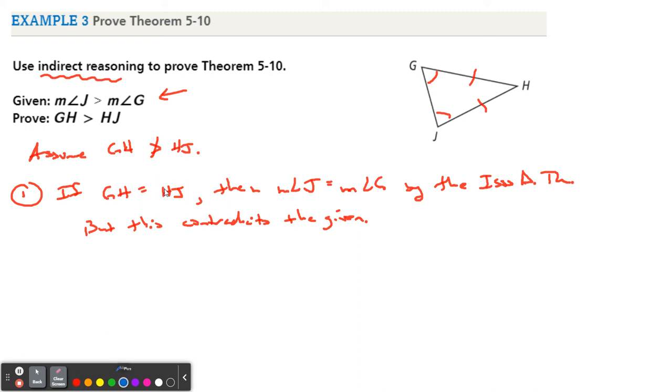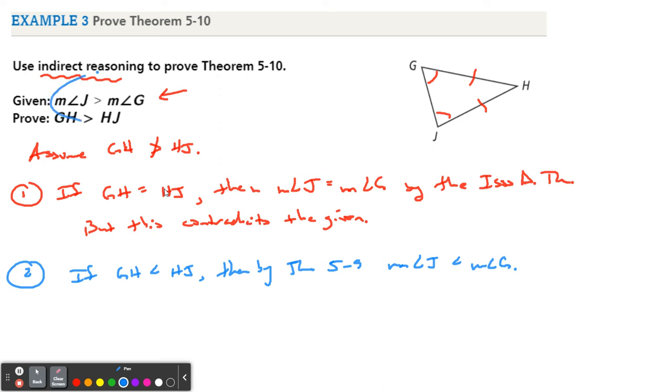Okay, the second idea is, what if GH is actually less than HJ? Well, we just talked about this: if GH is less than HJ, then the angle opposite GH is less than the angle opposite HJ. So then, by Theorem 5.9, the measure of angle J would have to be less than the measure of angle G. But again, this contradicts the given. Thus, GH must be greater than HJ.